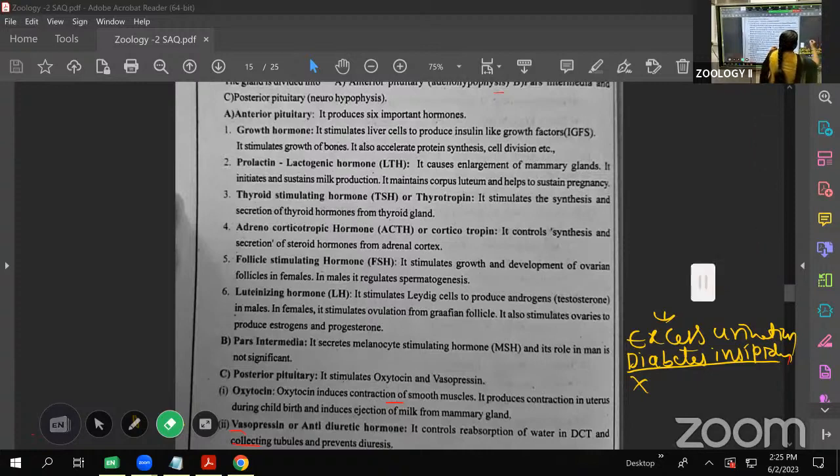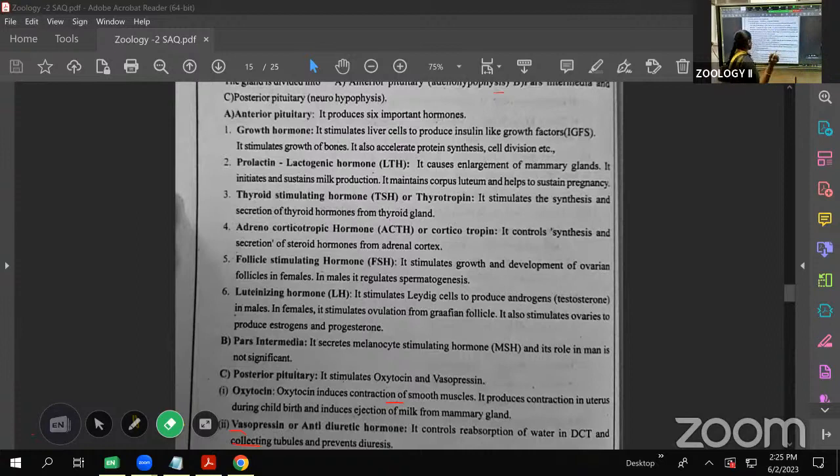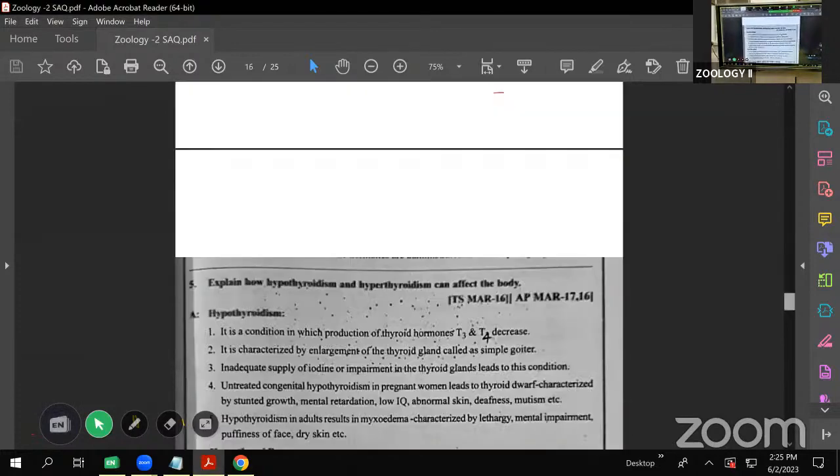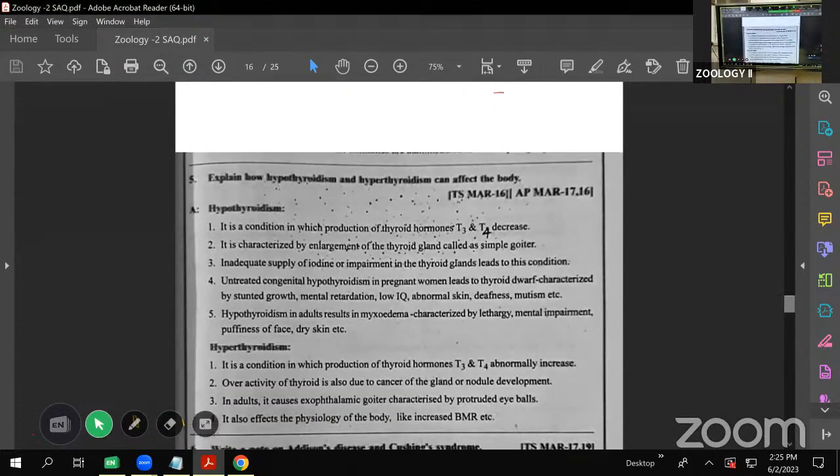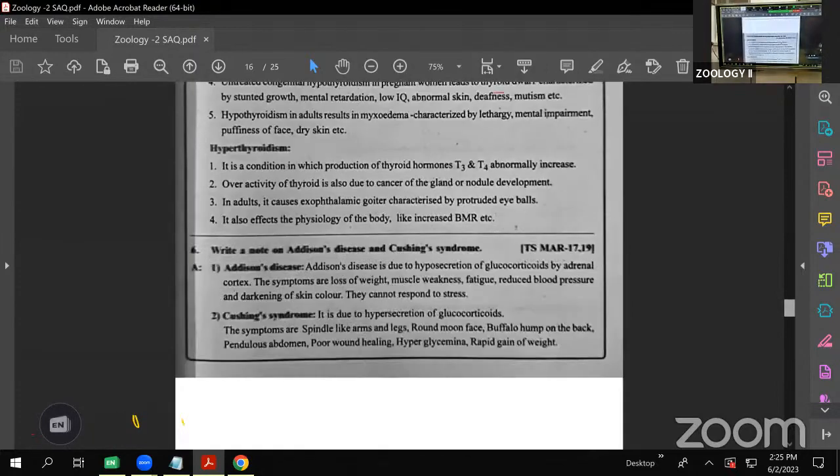From the endocrine system and the immune system, one SAQ is compulsory. This one is an important lesson. Next, we take the next answer.